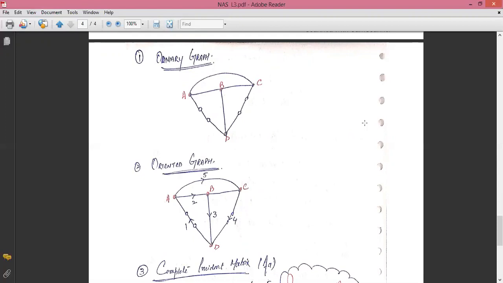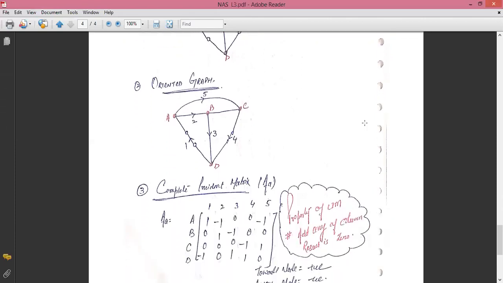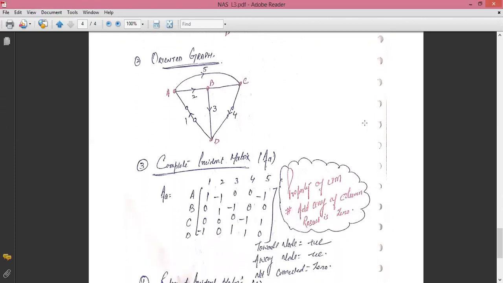Now, once you have an oriented graph like this, from this we make the complete incident matrix. Now you can see how the complete incident matrix will be obtained. You can see on an oriented graph there are 4 nodes, so we have 4 rows, that is A, B, C and D. On your oriented graph there are 5 branches, so we have 5 columns, isn't it?